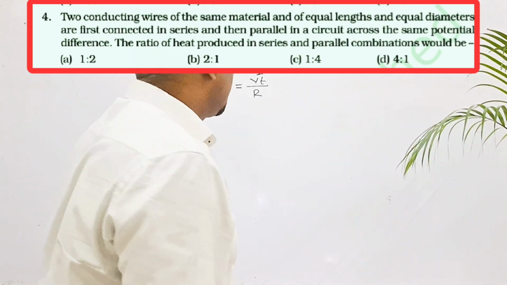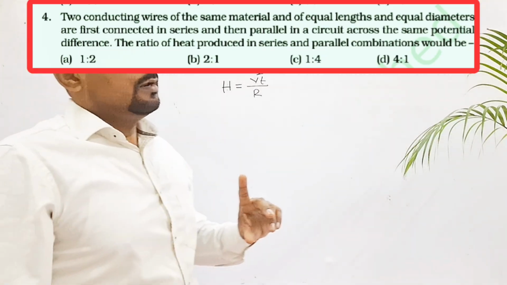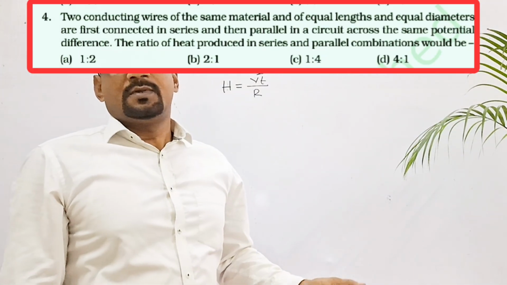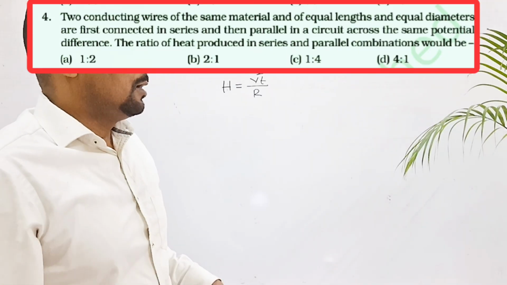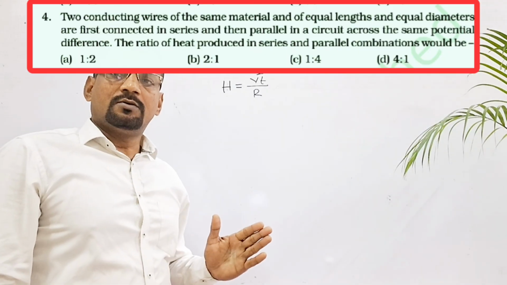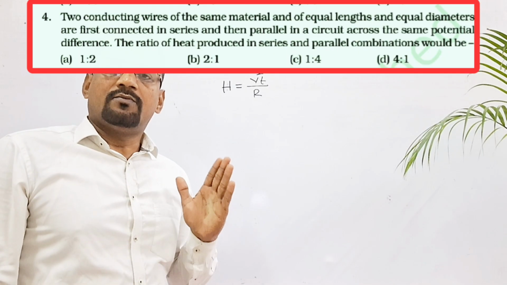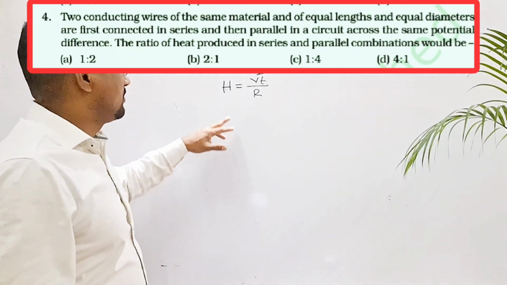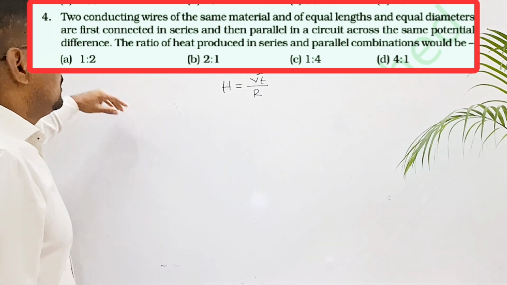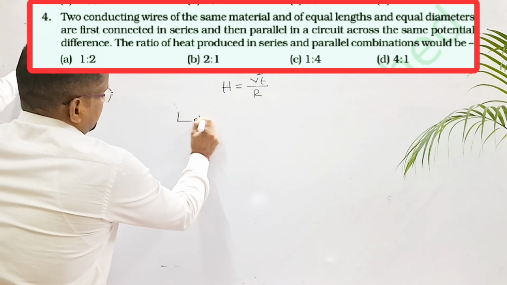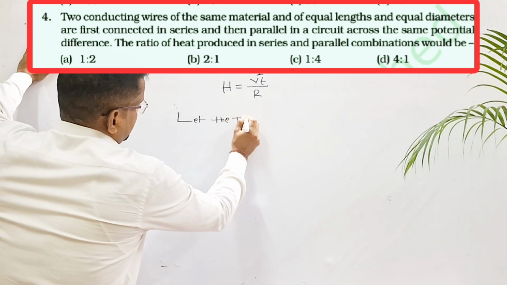So for this, as the wire length is the same, cross sectional area is the same, and they are of the same material, so definitely they will have the same resistance. And for this we should know the equation of heat produced. So that is nothing but H equals V square T by R. Now you see.